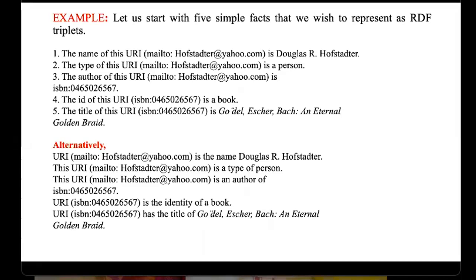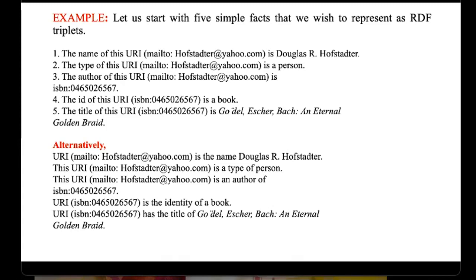Okay. Let's start with the 5 simple facts that we wish to represent as RDF triplets. First one, the name of the URI mailto:Hofstadter@yahoo.com is Douglas R. Hofstadter. The type of this URI is a person. The author of the URI is the ISBN number. The ID of this URI is book. The title of this URI, that is the ISBN number, is Gödel, Escher, Bach: An Eternal Golden Braid.